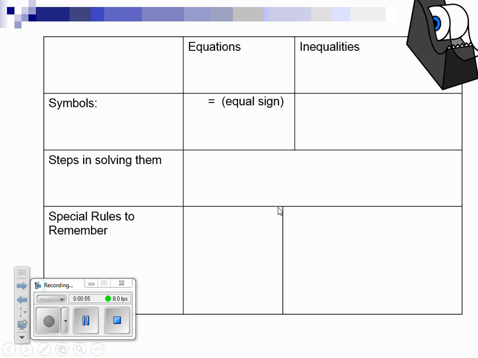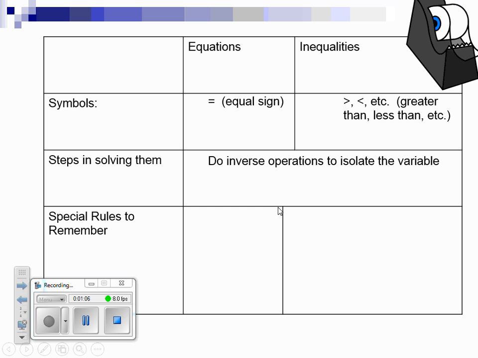So what is the difference between an equation and an inequality? Well, the symbols are different. An equation has an equal sign. Inequalities have greater than, less than, or greater than or equal to symbols. The steps in solving them are pretty similar, almost the same. You do use inverse operations to isolate the variables.